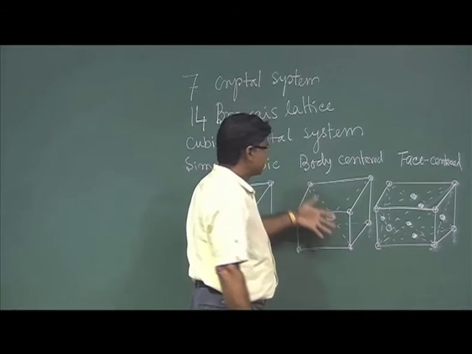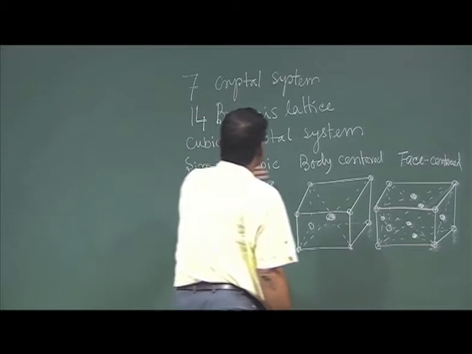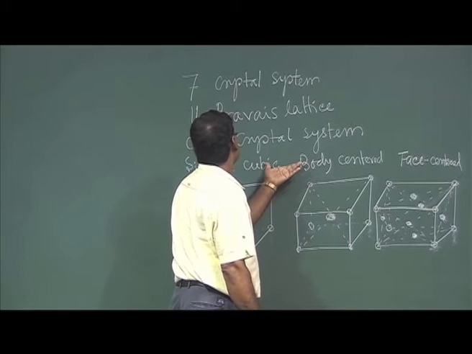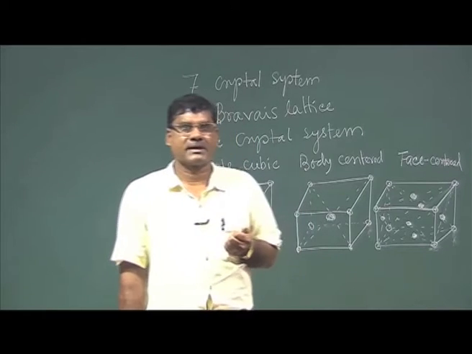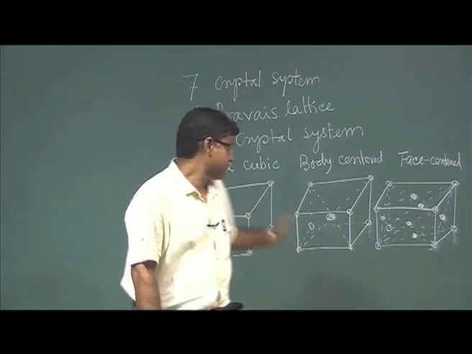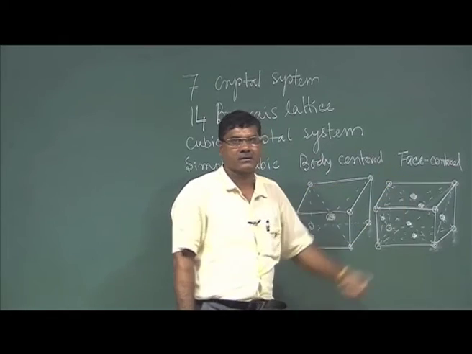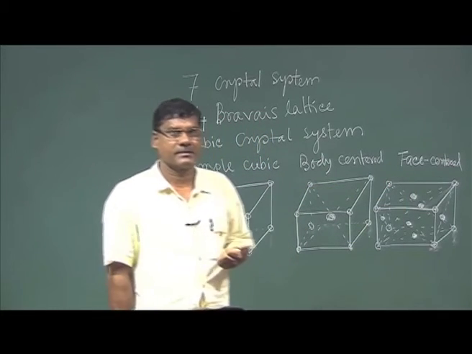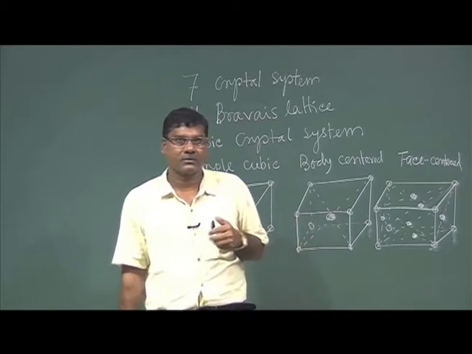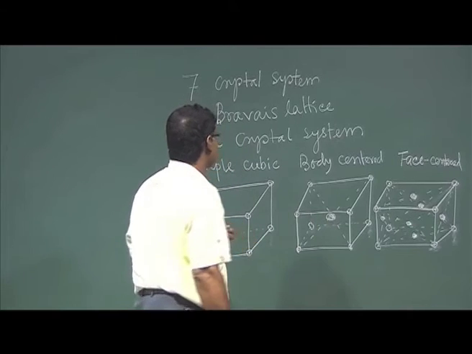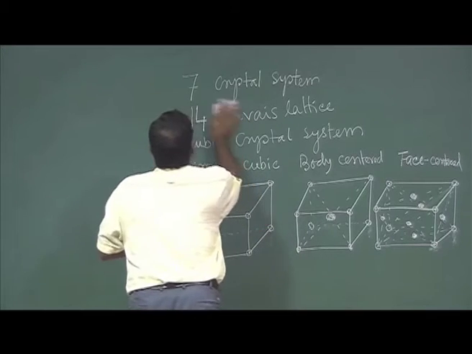For other crystal systems also there are additional Bravais lattices. Like orthorhombic, it has 4 Bravais lattices: these 3, simple, body centered, face centered, and in addition, base centered. So, that we have discussed. Today basically we want to find out some parameters which are useful to study the crystal.